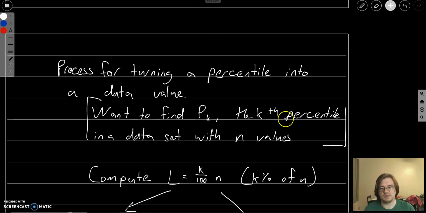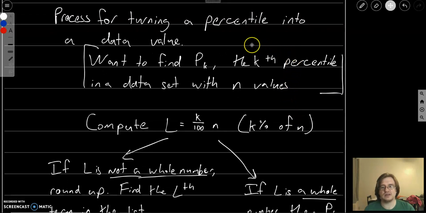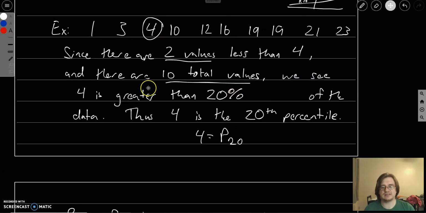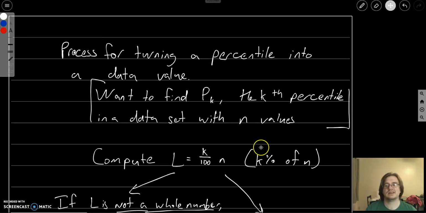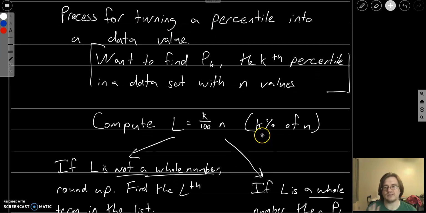What's maybe a little bit more frustrating is turning a percentile into the data value. So in this case, it was easy to take 4 and turn it into a percentile. It's harder to go the other way. And in fact, there is no universally accepted way of doing this. Different mathematicians may do this in different ways. So we will adopt one way in this textbook, but just be warned that this may mean something different to someone outside of this class.